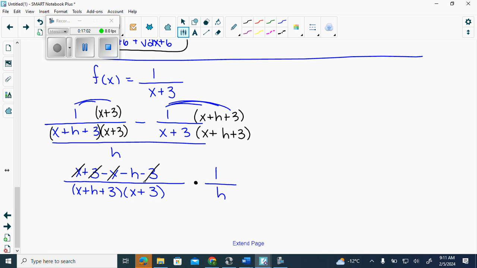Now we have a negative h sitting here. Can that h cancel off that one? Was distributing this denominator helpful in any way? No. You just made more work for yourself. So this would be a minus 1 sitting here, correct?